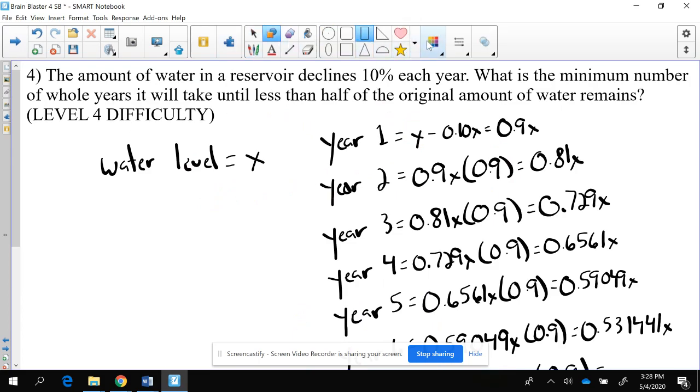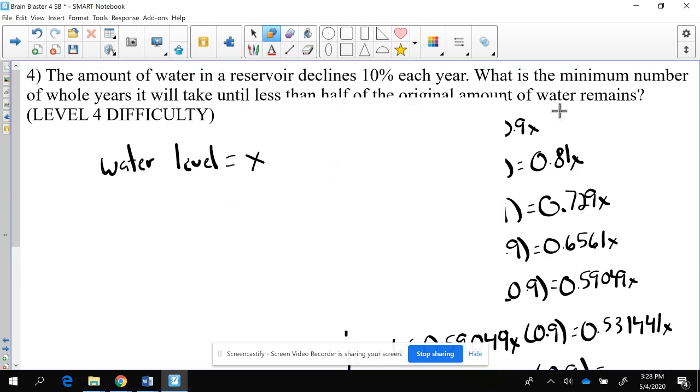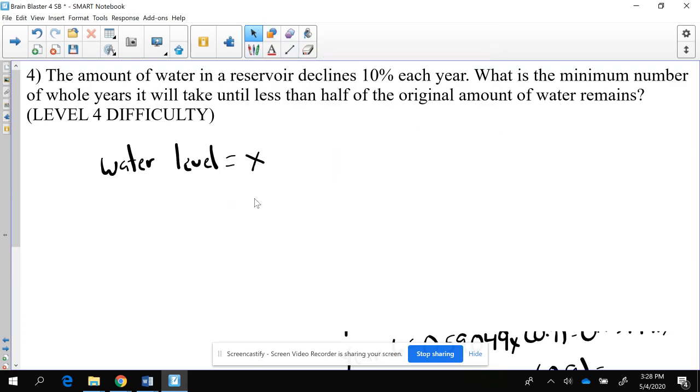And this is how I solved it. Again, you don't have to solve it the way I would, but you can. So it says the amount of water in a reservoir declines 10% each year. So every year it's getting 1/10 less than the amount it was in the previous year. It says, what is the minimum number of whole years it will take until less than half of the original amount of water remains?